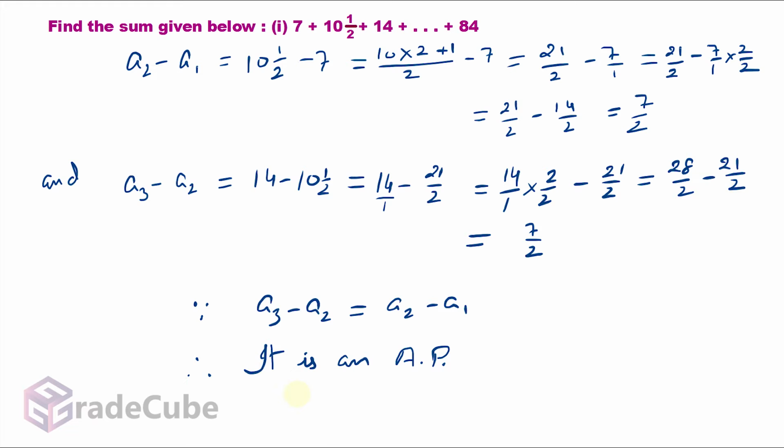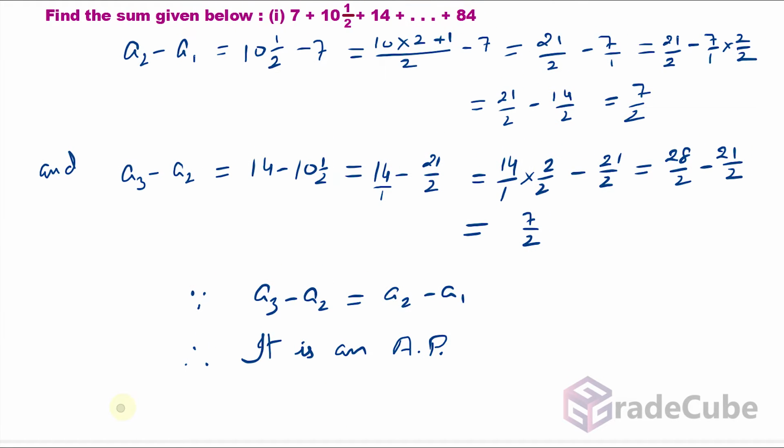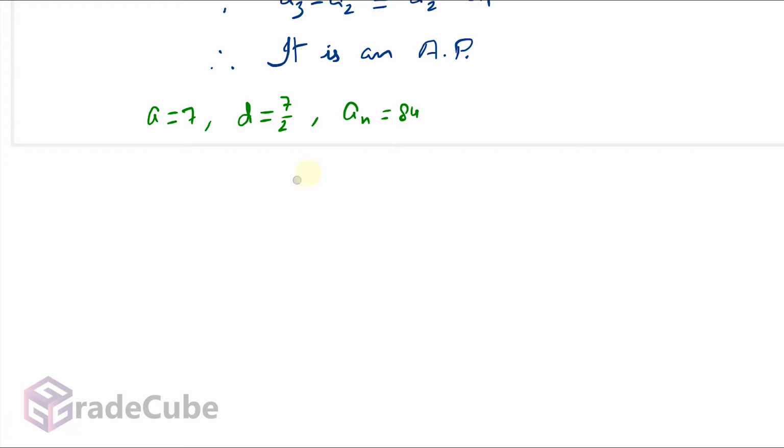Now we have to calculate the sum. To calculate the sum, we need A, which is 7, this term, common difference D, which is the difference calculated at two places, 7 over 2, and one more thing is there, 84. It is last term or nth term. So we have an equal to 84. Now we need n because we don't have the value of n yet.